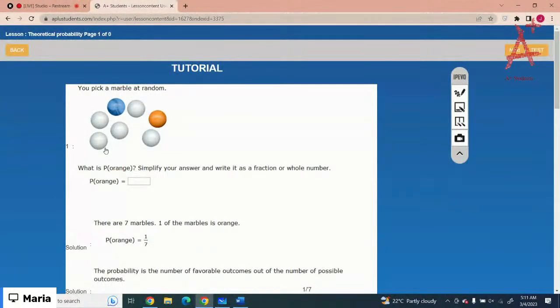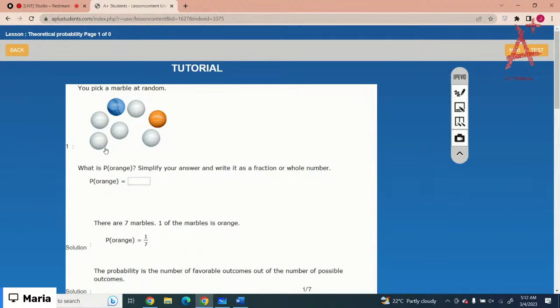Okay, you pick a marble at random. What is the probability of orange? So how many marbles in total do we have? 1, 2, 3, 4, 5, 6, 7. So the total marbles are 7. Out of the 7, how many of them are orange? Just one. So the probability of getting orange is 1 out of 7.